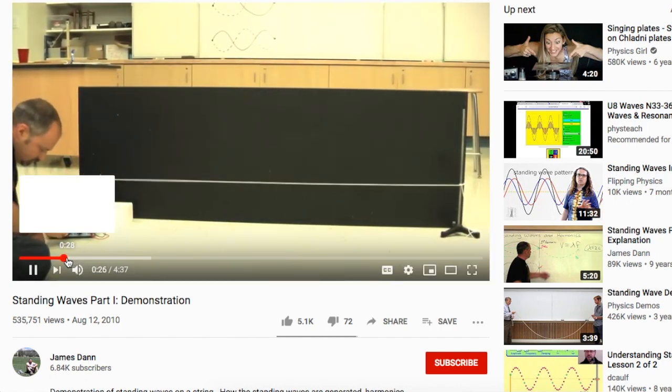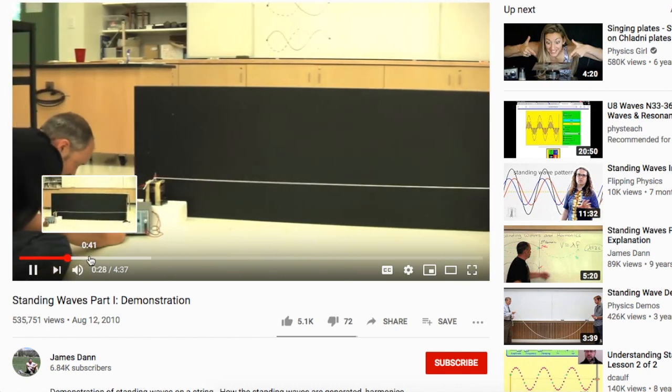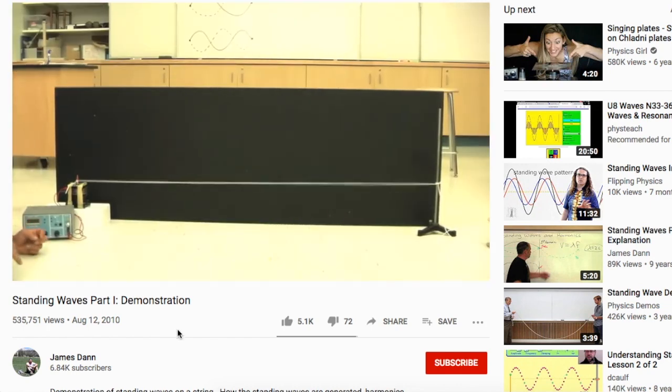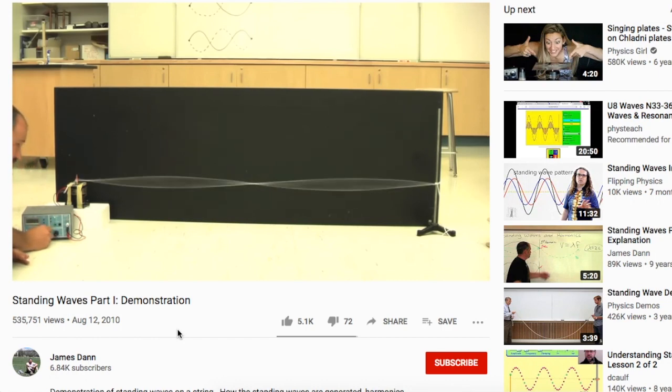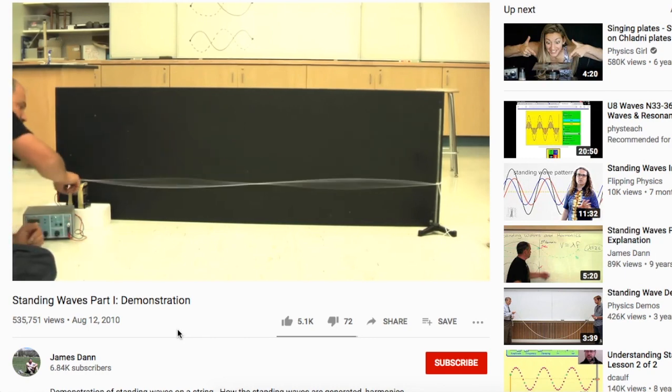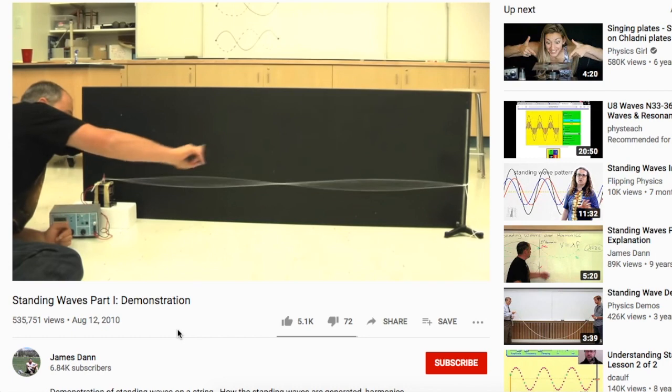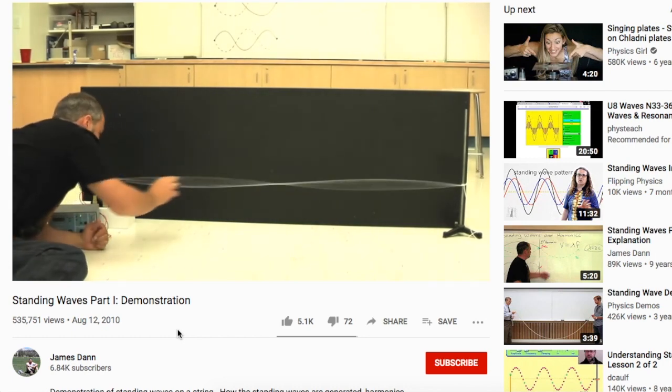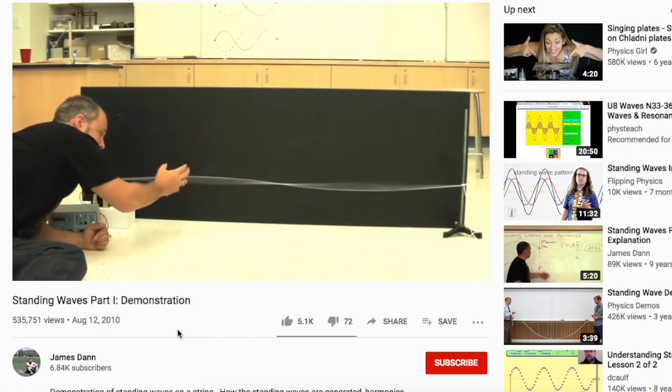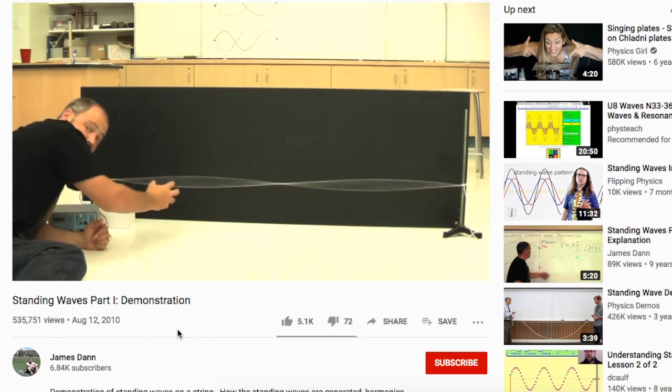Now, if I set it to just any old frequency, they're not exhibiting consistently constructive or destructive interference at any one point. But if I set it here, for example, I have what's called a standing wave. That is, the wave that's sent down and reflects constructively interferes with the next wave that comes down right at this point.